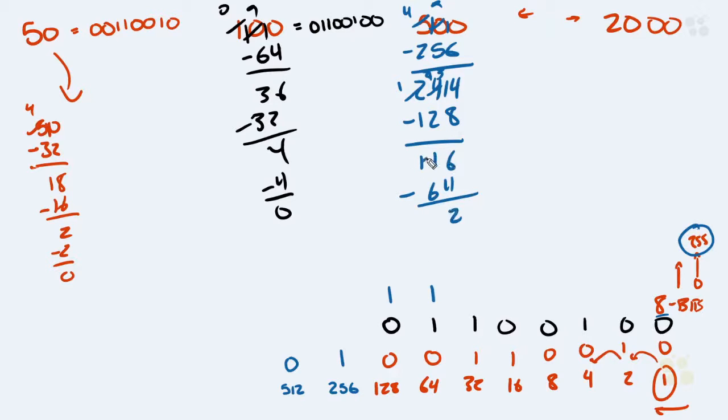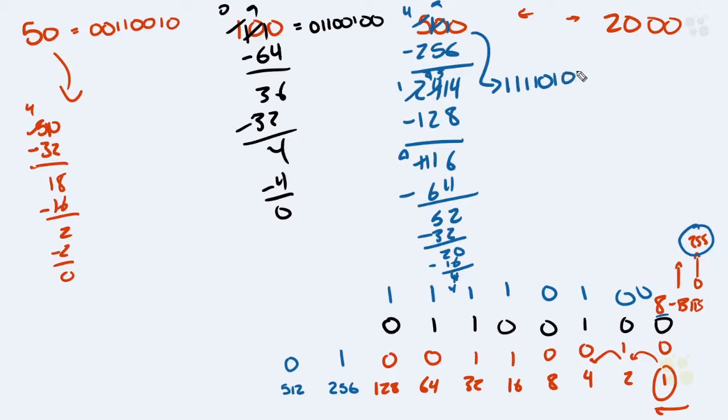All right, so 2, 0, 5, 52. Okay, so 32. I can do that. That's 20. So 16. I'm running out of room. That'd be 4. Thankfully, I've reached the end. There's my 4, 0, 0. So the binary equivalent of 500 is 1, 1, 1, 1, 0, 1, 0, 0.